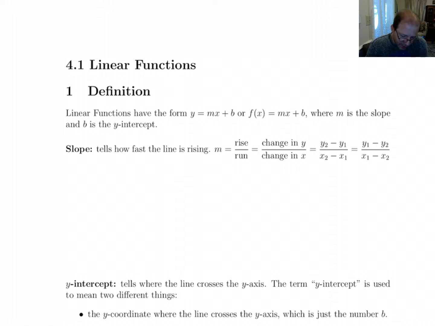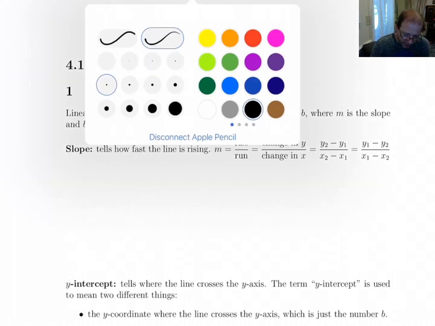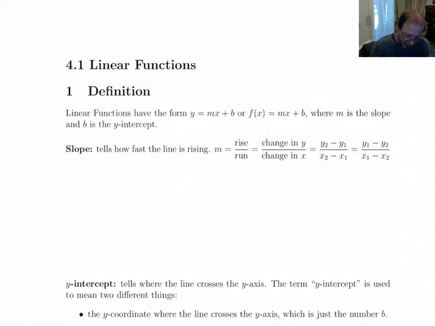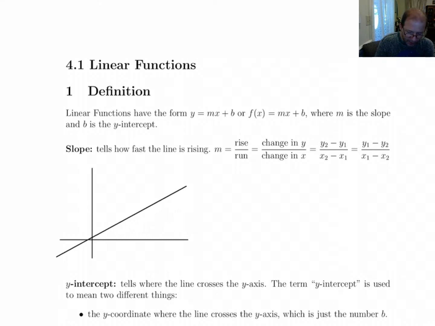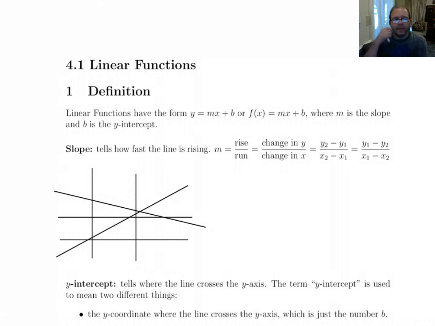Slope just tells you how fast the line is changing. So for instance, if your line is going upward, then that's a line with positive slope. If it's going downward, that's a line with negative slope. If the line is horizontal, then the slope is 0. And if the line is vertical, then the slope is undefined.